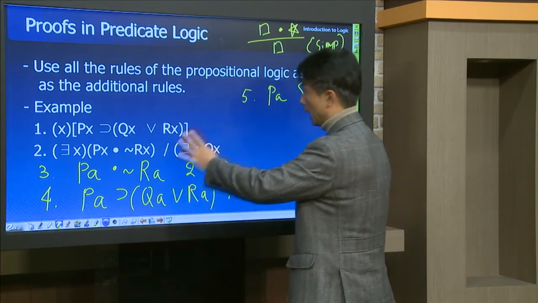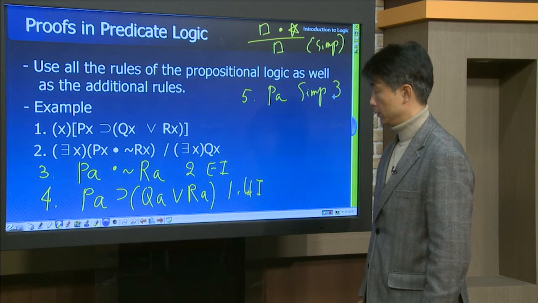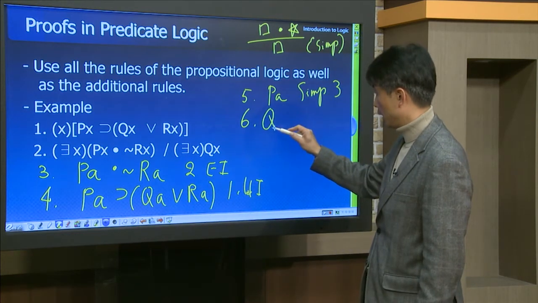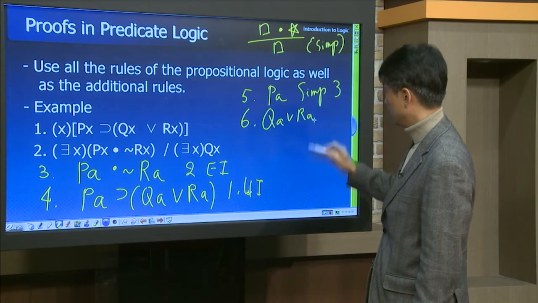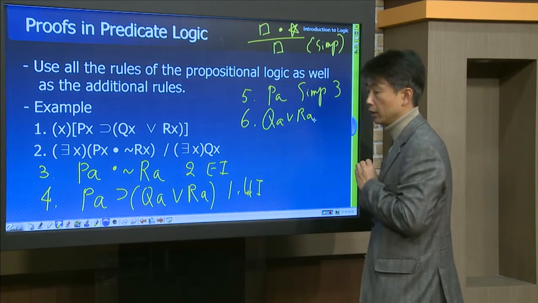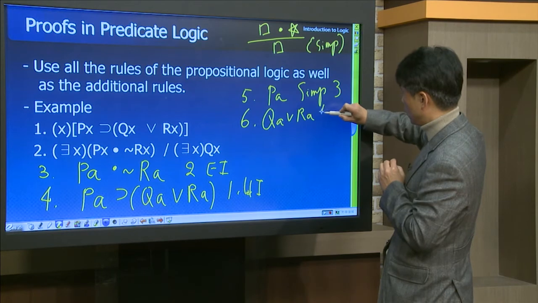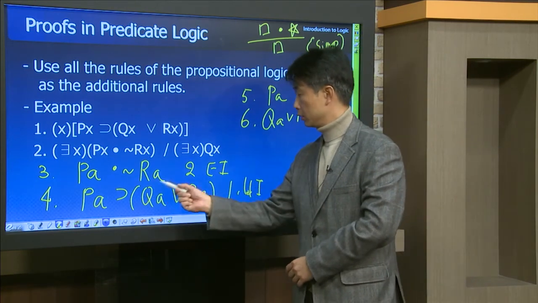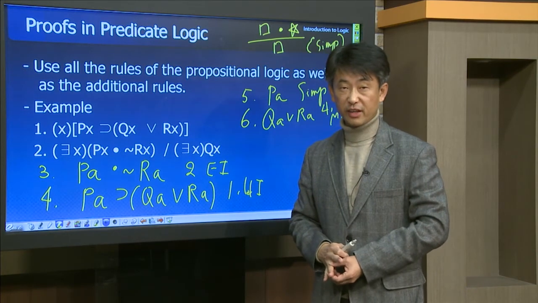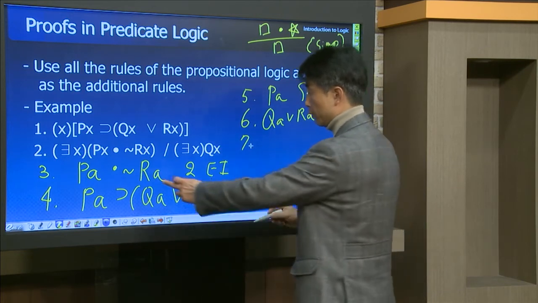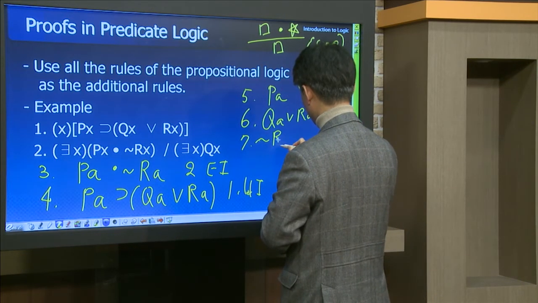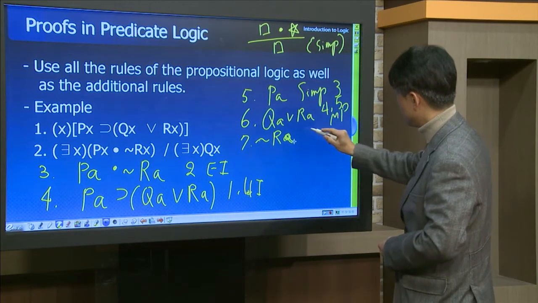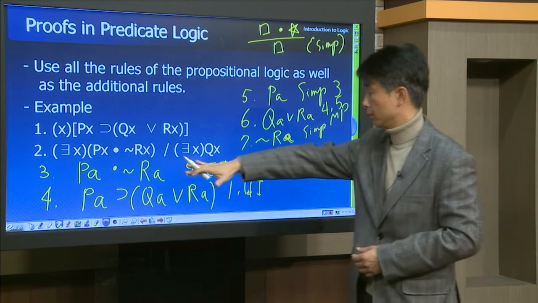Now look at 4 and 5. There is a rule I think I can apply to this pair. Do you see that? I can derive this one, Q A or R A, from 4, 5 by using the rule MP, modus ponens. After that, I want to derive this one by using the rule simplification again. So 7, I will derive not R A. This is by simplification again of number 3.